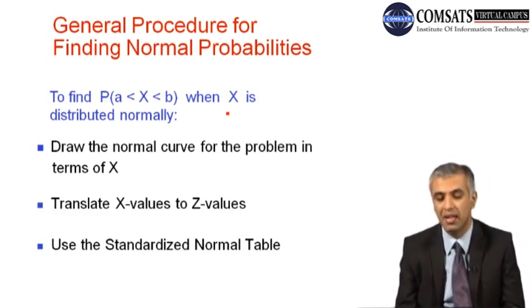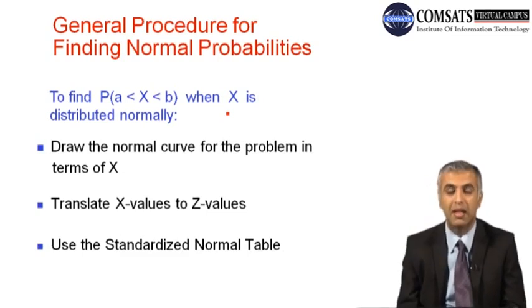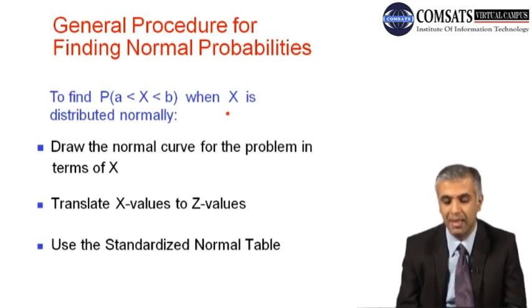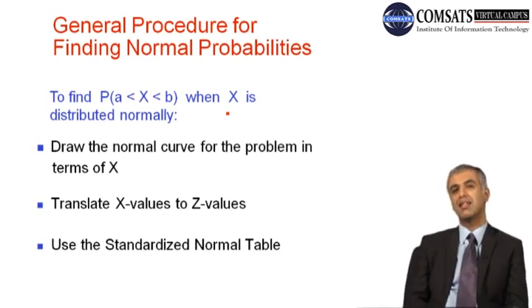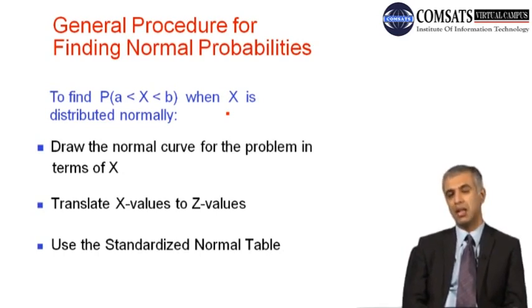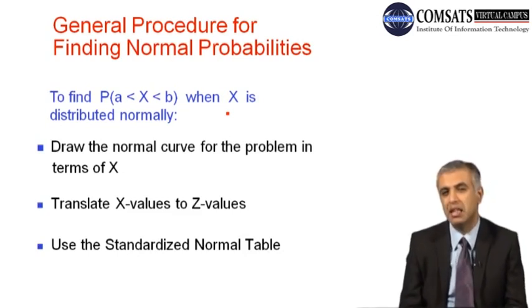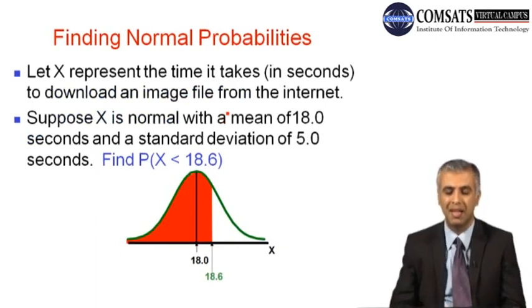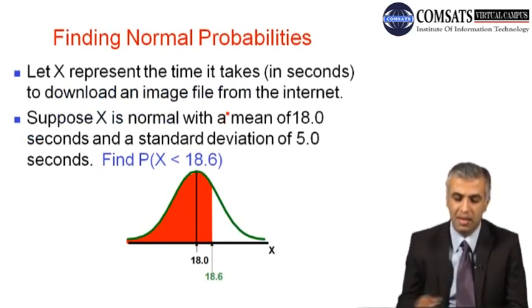And here we have assumed that as the data set is distributed normally, we draw the normal curve for the problem in terms of the data set, and then we convert all the data set values into z values, and then we use the standardized normal table which is there at the end of every statistics book. So from there we can ascertain the z values, and as an example, we went through a simple example in which you can see a simple curve as shown here.